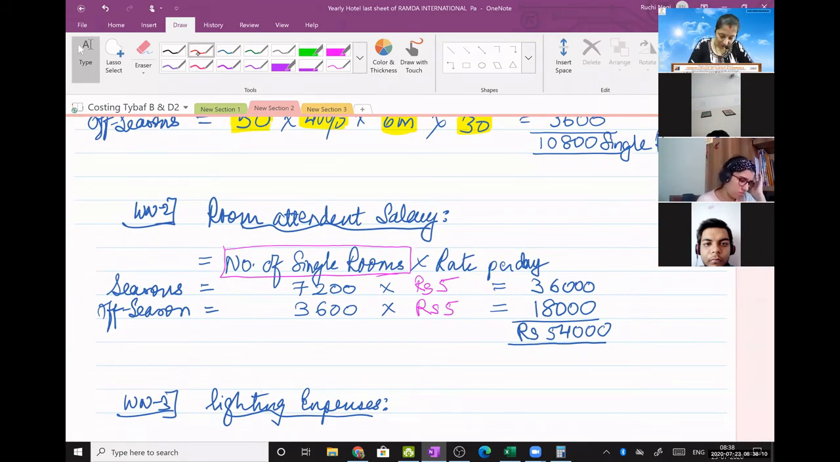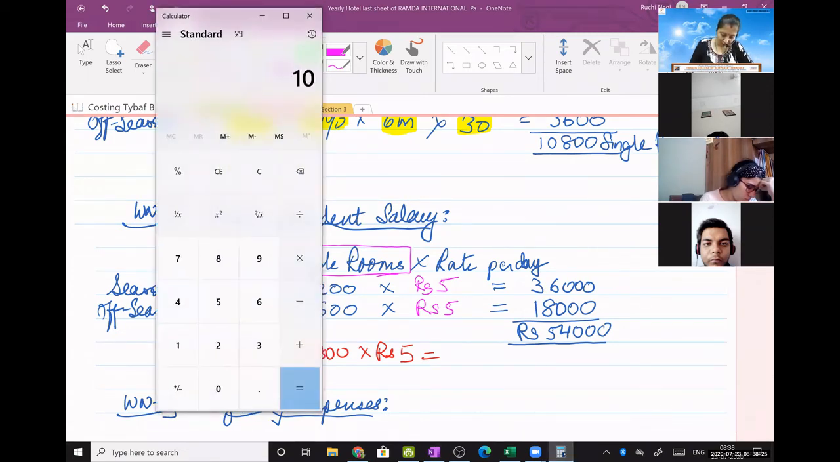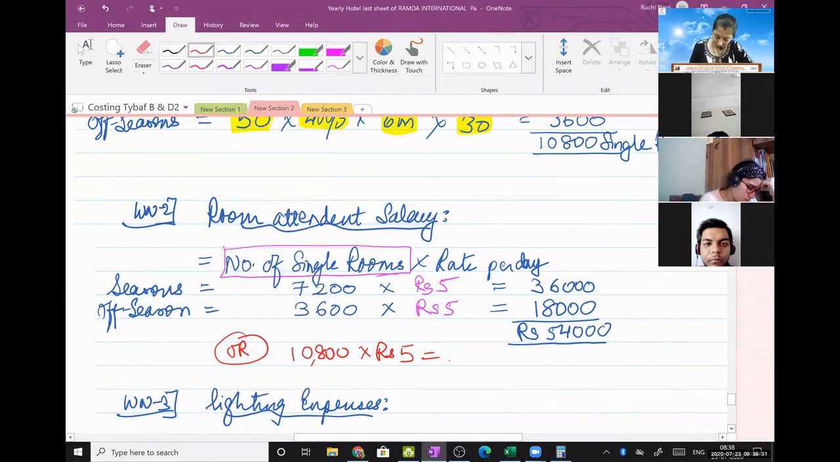We could have done this directly also. What is the total? 10,800, because the rate is the same. You can directly do 10,800 into 5 because the rates are same. See, you'll still get the same answer, 54,000. Clear? So whatever you find easy, note it down.